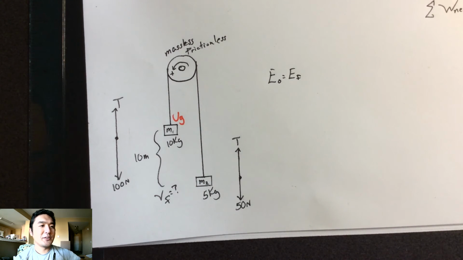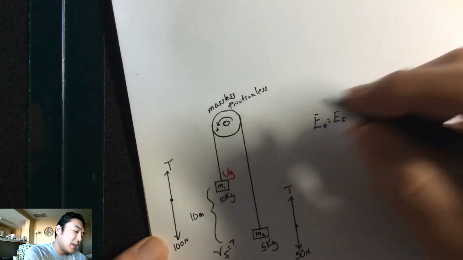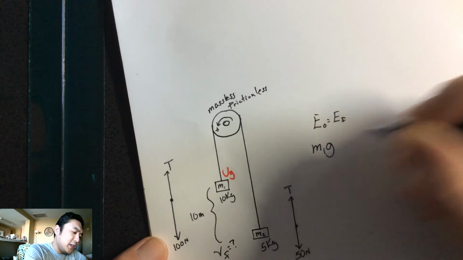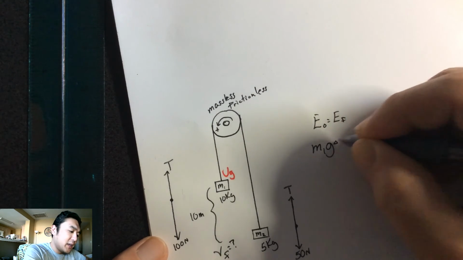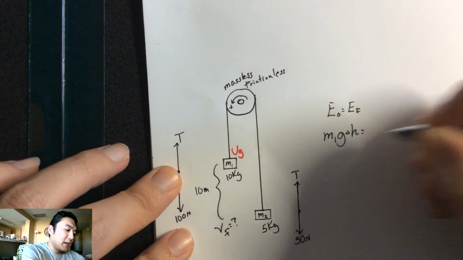We're going to use conservation of energy though. It's going to be a lot simpler. So conservation of energy would say, who's got the energy in the beginning? That's M1. M1 g delta h is going to be the energy that we have in the beginning.